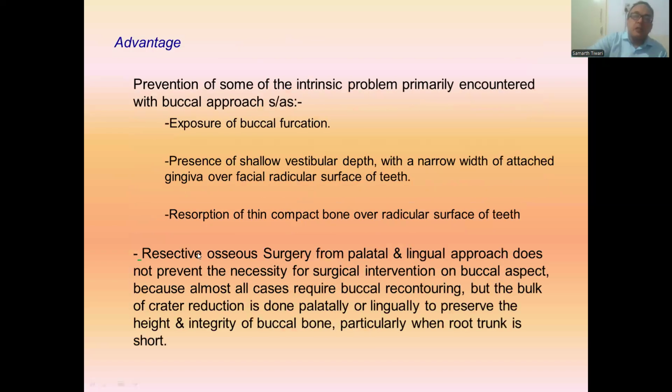Advantage: prevention of some intrinsic problems primarily encountered with the buccal approach, such as exposure of the buccal furcation, presence of shallow vestibular depth with narrow width of attached gingiva over the facial radicular surface of teeth, and resorption of thin compact bone over the radicular surface of teeth. Resective osseous surgery from a palatal and lingual approach does not prevent the necessity for surgical intervention on the buccal aspect because almost all cases require buccal recontouring. But the bulk of crater reduction is done palatally or lingually to preserve the height and integrity of buccal bone, particularly when the root trunk is short.